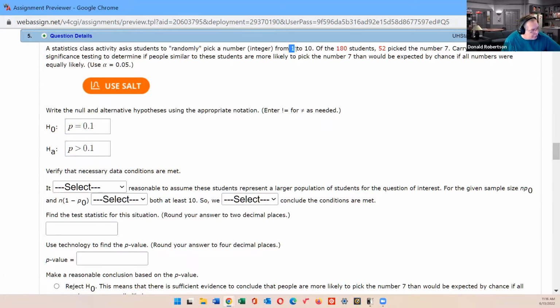So let me explain where the 0.1 came from. You have 10 choices, right? 1 to 10. And each one of them is just as likely as any of the others. So there's a 1 in 10 chance that you pick a number. And 1 in 10 is 0.1.